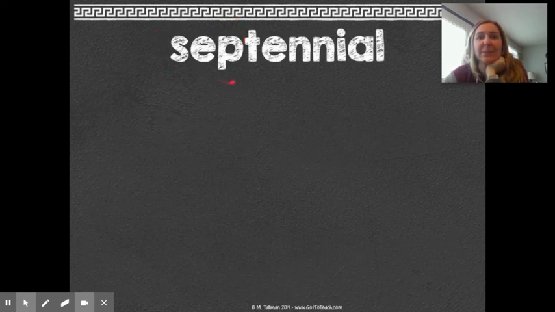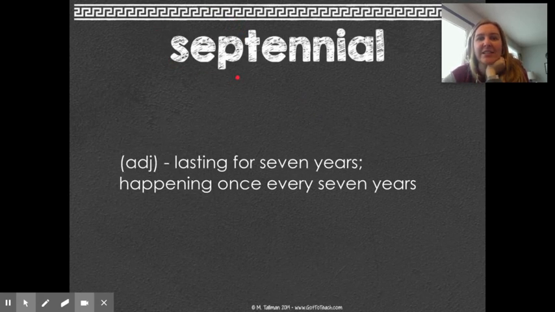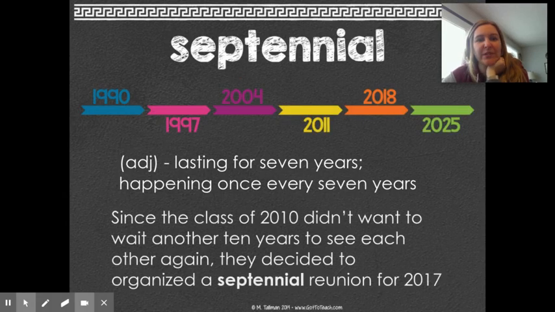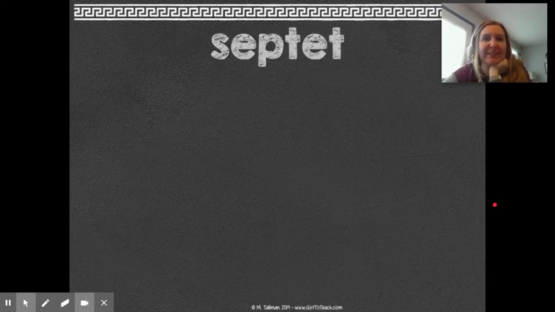Septennial has the root sept in it, meaning 7, lasting for 7 years, happening once every 7 years. So a septennial would be something that you celebrate every 7 years. So since the class of 2010 didn't want to wait another 10 years to see each other again, they decided to organize a septennial reunion for 2017.